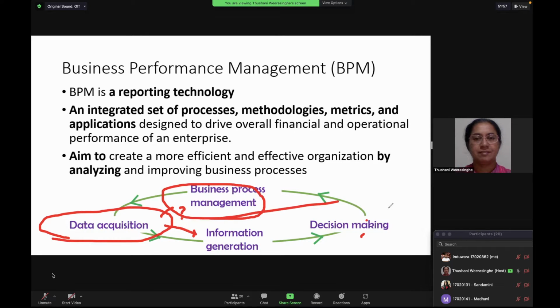Okay, what's going on in the organization. The whole process relies on the decisions that you take here, and the decisions will rely on the information that you prepare, or the reports. The reports will generate the information for you, and the information will depend on the data that you collect. So this is the most important step.